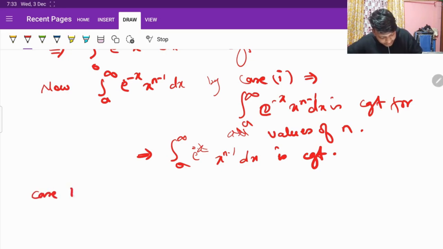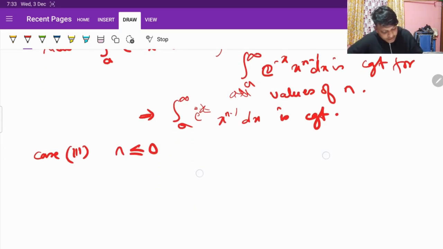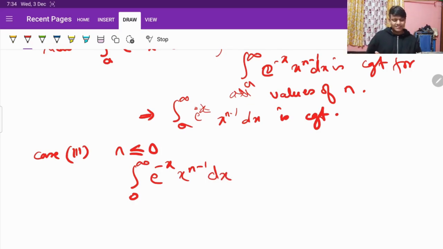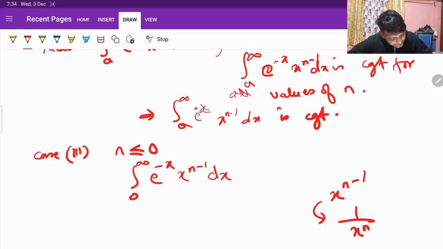So in case 3 we have n less than or equal to 0. Let us consider this case. We have the integral from 0 to infinity of e to the power minus x, x to the power n minus 1 dx. Now n is less than or equal to 0, so we have the term x to the power n minus 1, which is always going to be written in this way. Now we have a discontinuity at 0 as well.